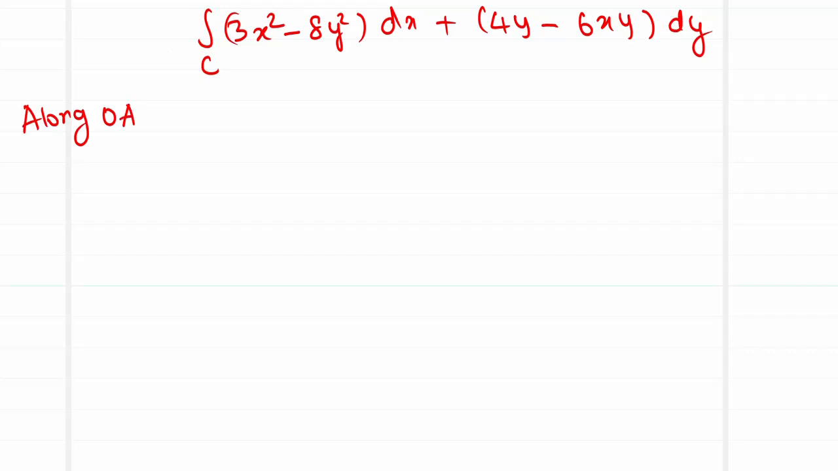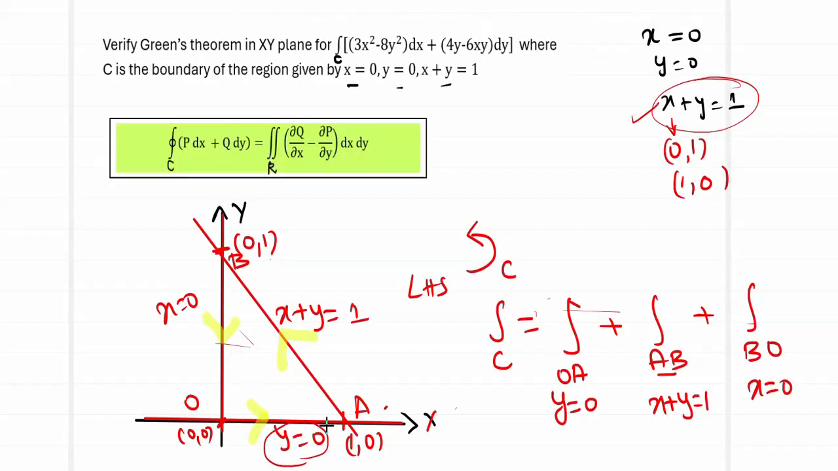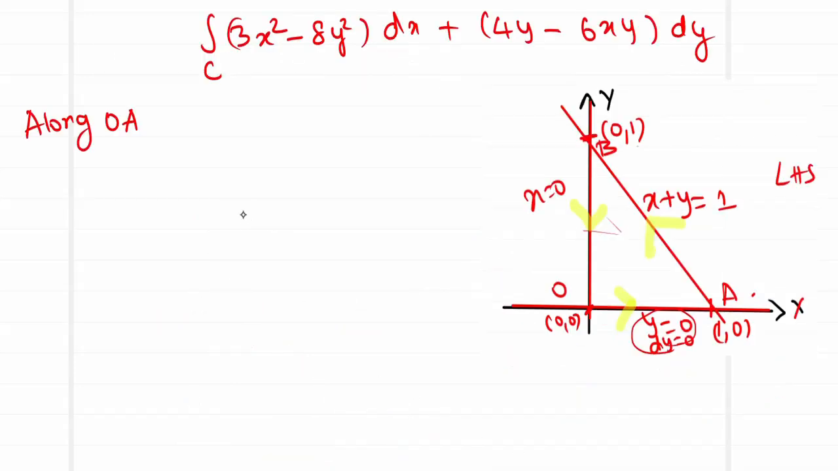Now what is going to be my line OA? This is my line OA. What is the equation of the line OA? The equation of the line OA is given as y equal to 0. So if my y equal to 0, then what can we say about the derivative? The derivative dy will also be equal to 0. Let us apply these two quantities in the given expression. This will simplify the value into an easier way. So we substitute y equal to 0 and dy equal to 0.